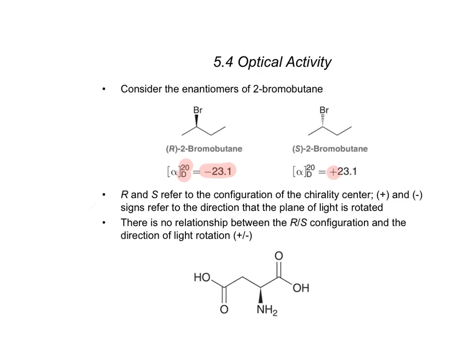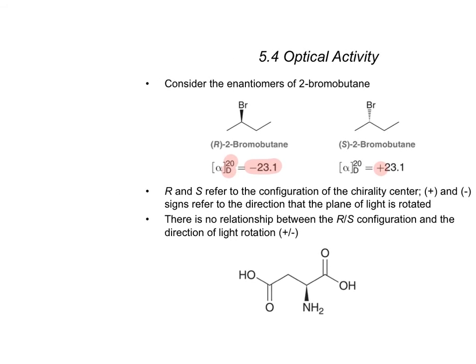Now, we do give these guys different names depending on which way they rotate the light, okay? So for a positive rotation, we denote positive as a right-hand rotation. And because of that, we call this dextrorotatory, or we will also abbreviate that little lowercase d. So if it's positive rotation, we say that that's right-hand rotation, and we call that dextrorotatory.